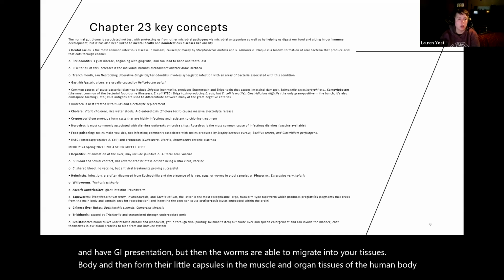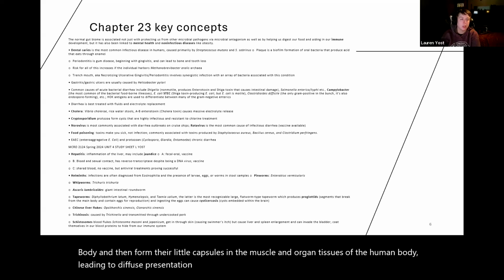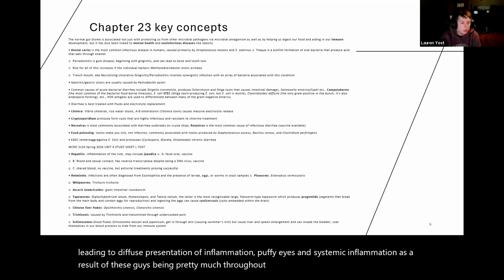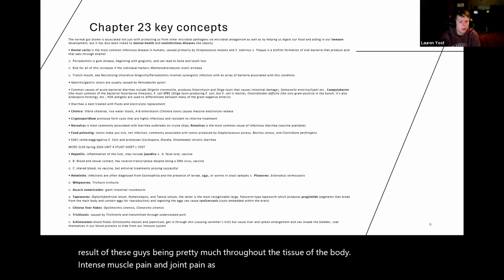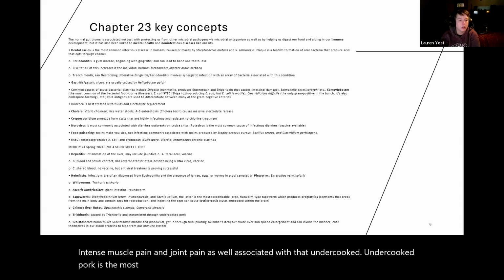This leads to a diffuse presentation of inflammation, puffy eyes, and systemic inflammation as a result of these guys being pretty much throughout the tissue of the body. Intense muscle pain and joint pain as well are associated with that. Undercooked pork is the most common cause of spreading that. And then schistosomes.